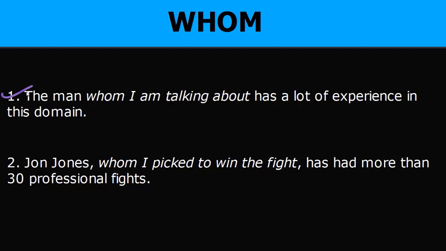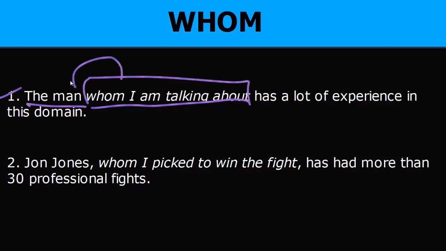Number two, whom. Whom is very specific and it is not used that much in modern English. And whenever it is used as a relative pronoun, it refers to a person and works as the object of the relative clause. Examples. Number one. The man whom I'm talking about has a lot of experience in this domain. The man, which man? Whom I am talking about, right? So the man, which man, whom I'm talking about. I can replace this pronoun with who. The man who I am talking about has a lot of experience in this domain.